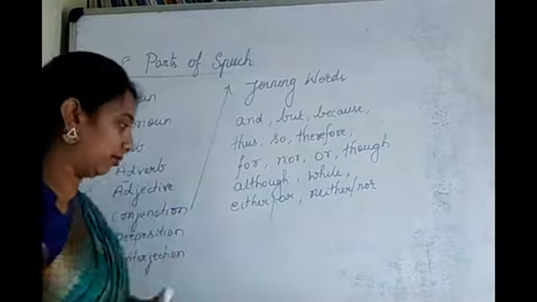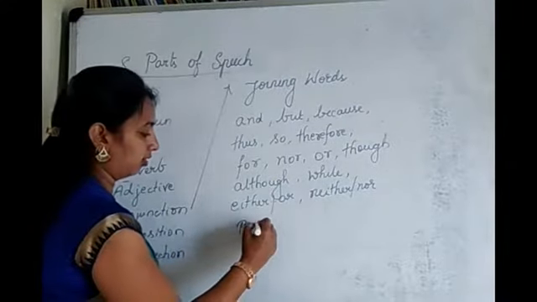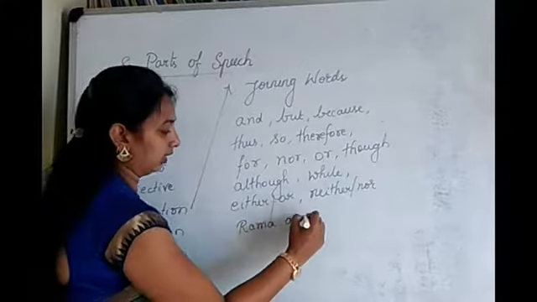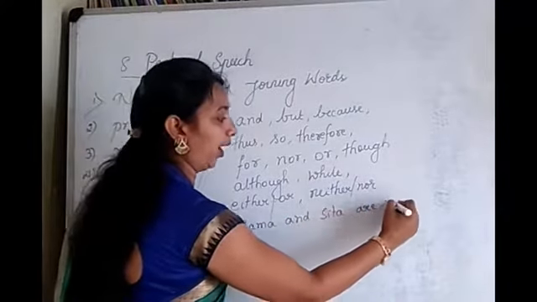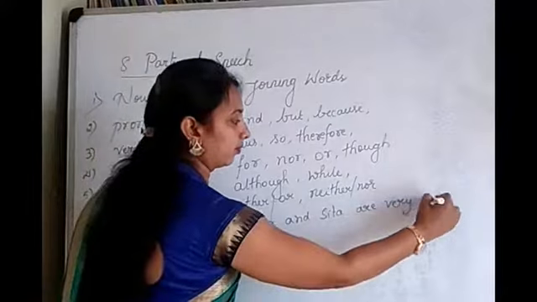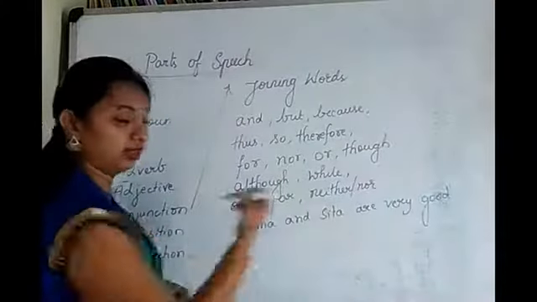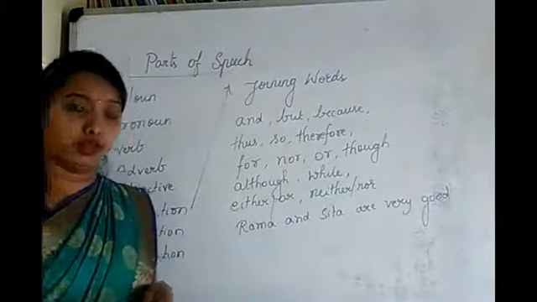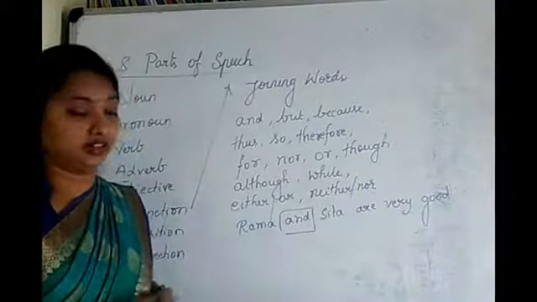For example, Rama and Sita are very good. So I am joining two words, Rama and Sita. If I join two words, then the joining word is a conjunction.